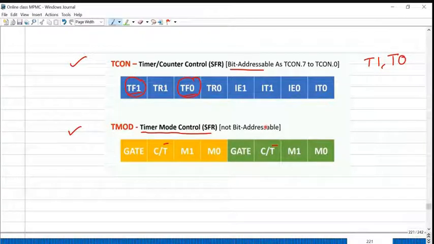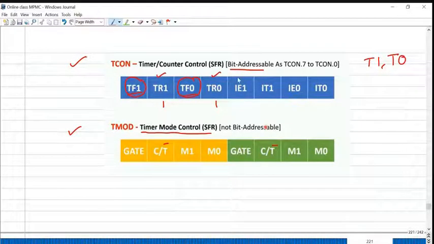Next, to start the timer or counter, we use the timer run control bit. TR stands for timer run control bit: timer 1 run control bit and timer 0 run control bit. It should be 1. If it is 1, timer 0 will start its function. If it is 1, timer 1 starts counting the clock pulses. Okay, this is the timer run control.